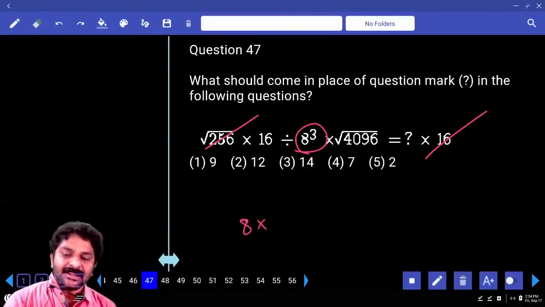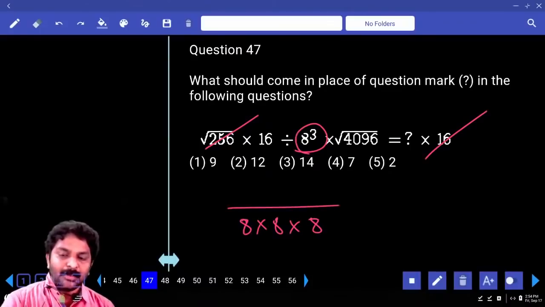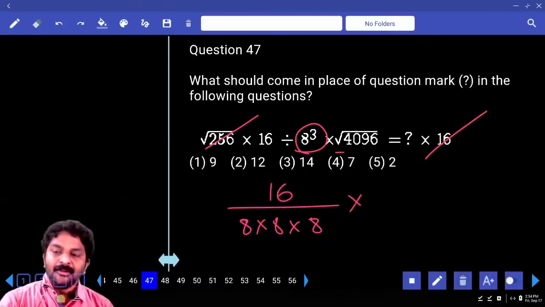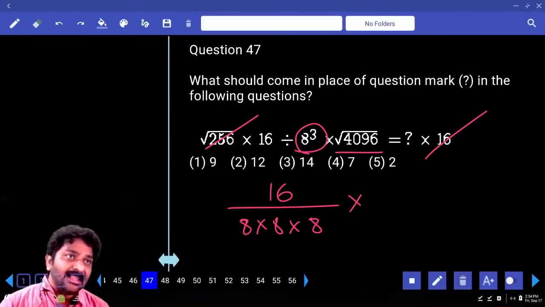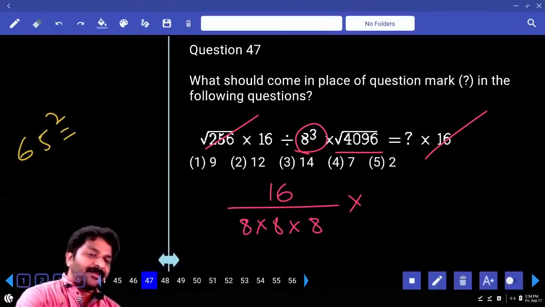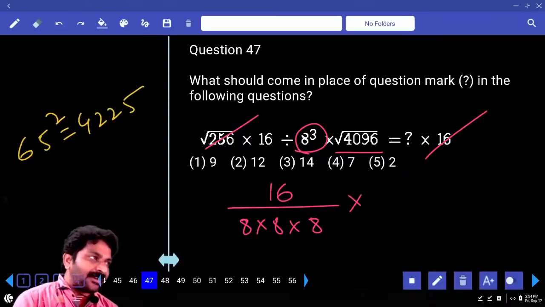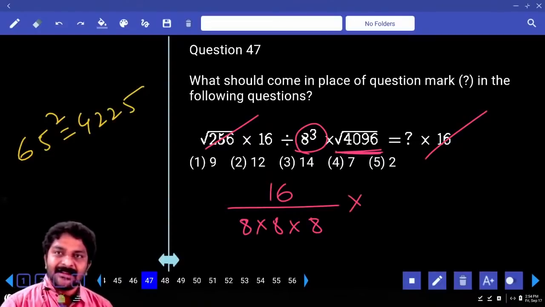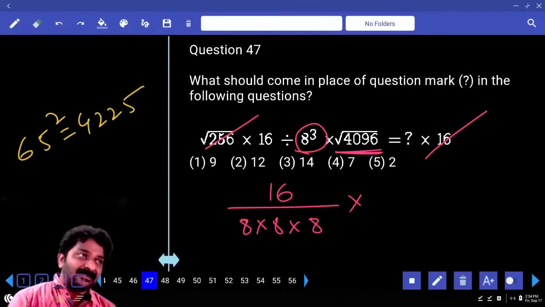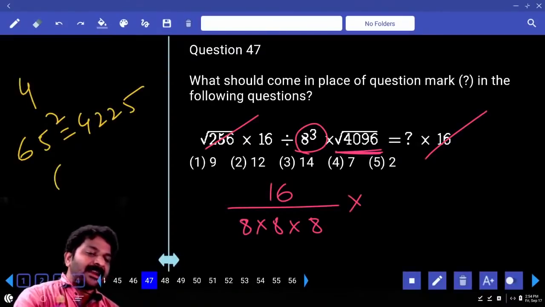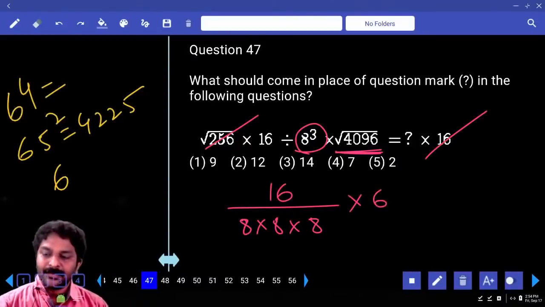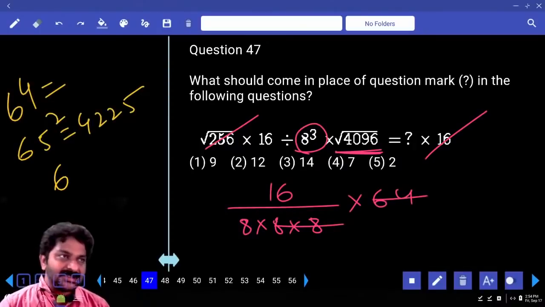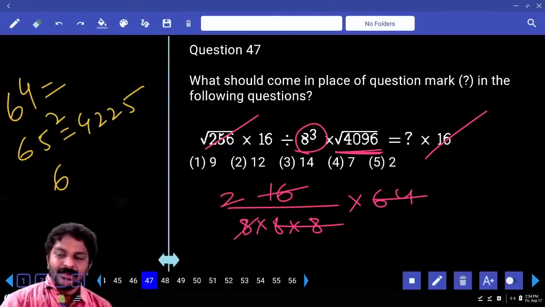Now 8 cube. Can we write it as 8 into 8 into 8? And numerator we have 16 into 4096. That is more than 60 square, 3600, and less than 70 square, 4900. So let's calculate 65 square, which is 4225. But our under root number is less than that. When under root value is ending with 6, it must be either 4 square or 6 square. So number should be less than 65, hence it is 64. 8 into 8, 64 cancel. 8 how many times? Fifth option answer.